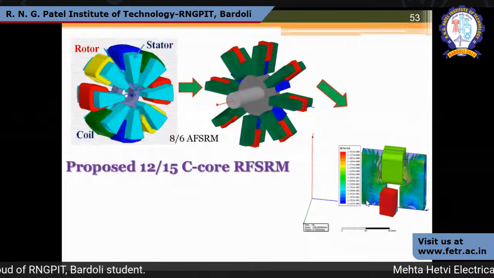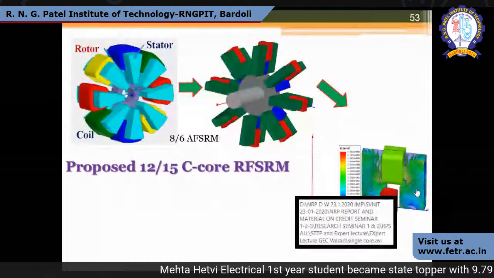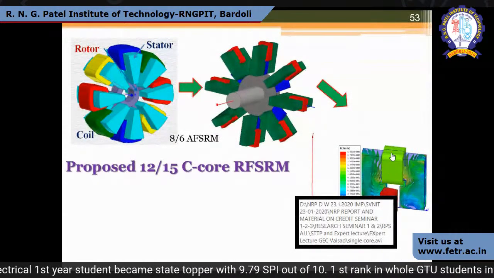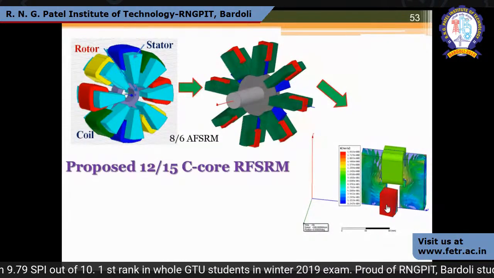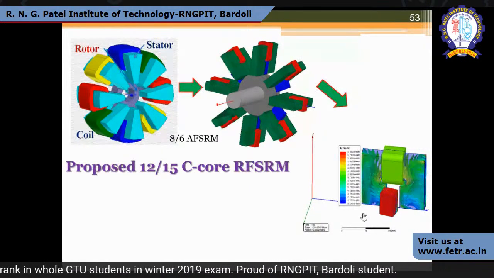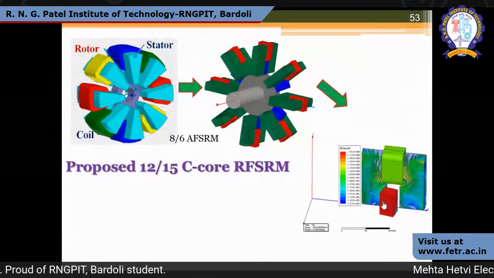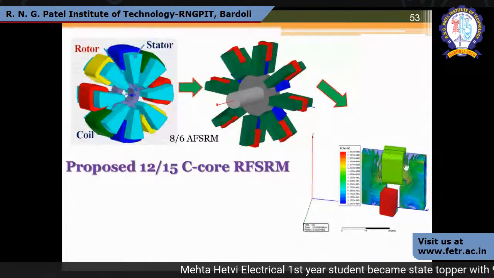For that purpose, first we analyzed a very simple single core like this. You can easily identify this, where we provide the winding and the flux is passing in this manner, and this pole is moving around it. So we can easily find out how it moves and what the flux density is across this entire core.